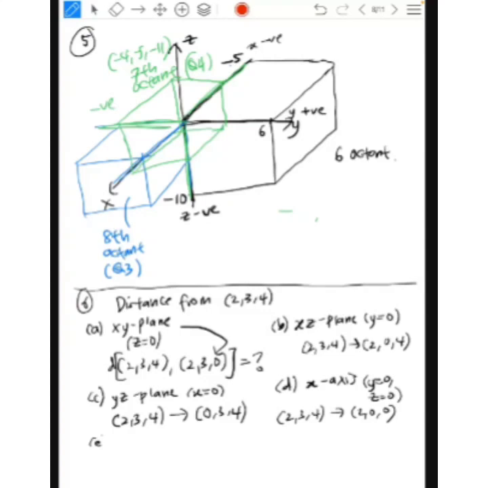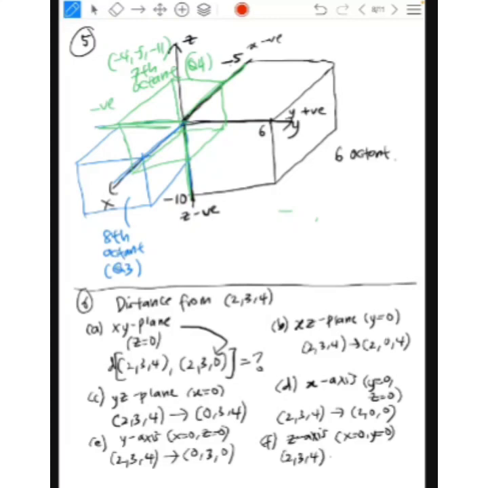And then the y-axis also: on the y-axis, x equals 0 and z equals 0. So you find the distance from 2, 3, 4 to 0, 3, 0, because the y-axis point has x equals 0 and z equals 0. And then lastly the z-axis. On the z-axis, x equals 0, y equals 0. So you find the distance from 2, 3, 4 to 0, 0, 4.